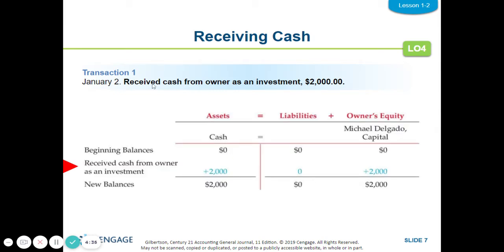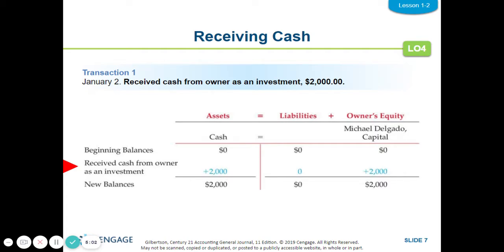So if we're receiving cash, cash is going to increase. Cash is an asset because we own it. The owner is investing that money. So this capital amount, you can think of capital as like the owner's little pot of value in the business. So if the owner took that money out of their personal savings account, put it into the business savings account, they have the rights to that.